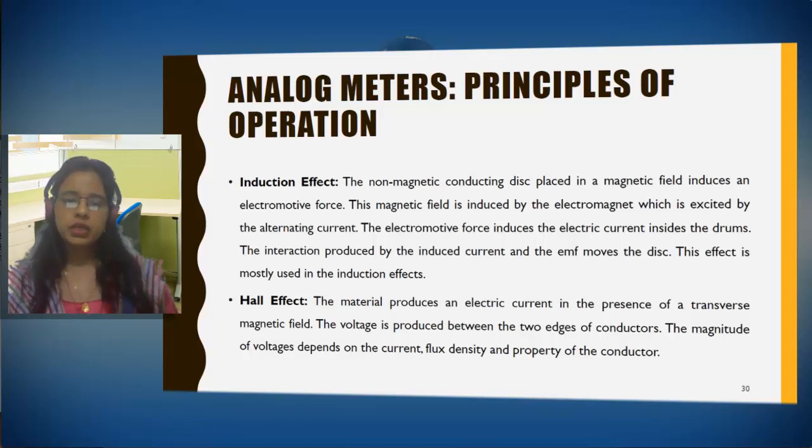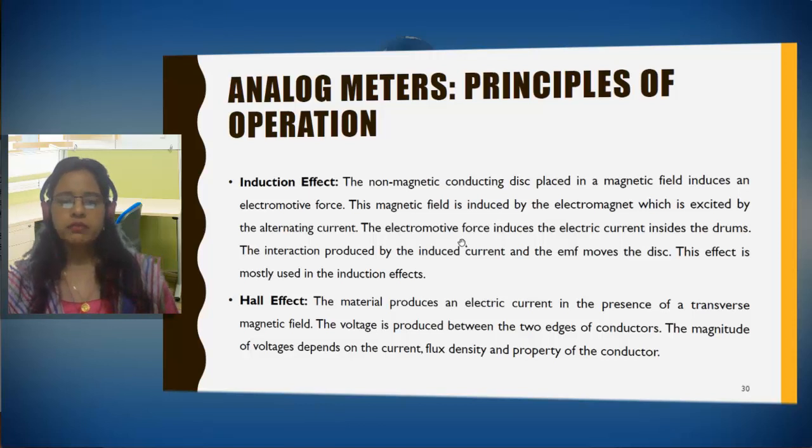Due to the production of eddy current, a current is flowing, right? This eddy current will help in production of a torque, which will help in movement of the disk. The disk which is at rest starts moving because it will experience a force in the opposite direction. This phenomenon is known as induction effect, and the instruments based on this effect are called induction instruments, which will be discussed in later topics.